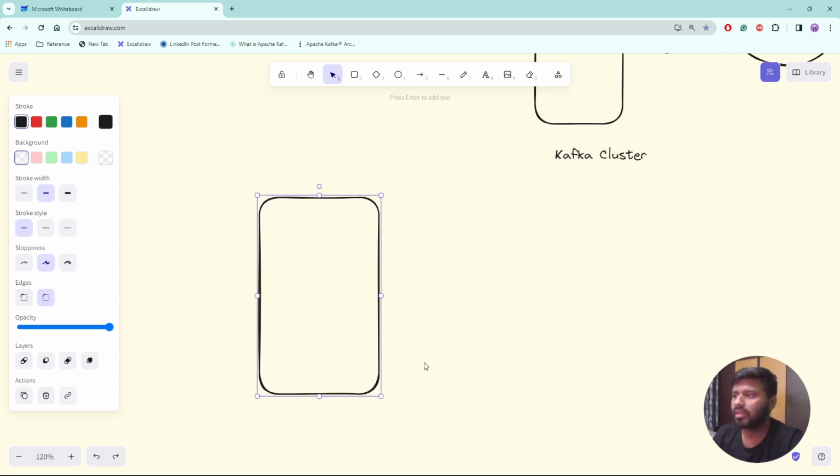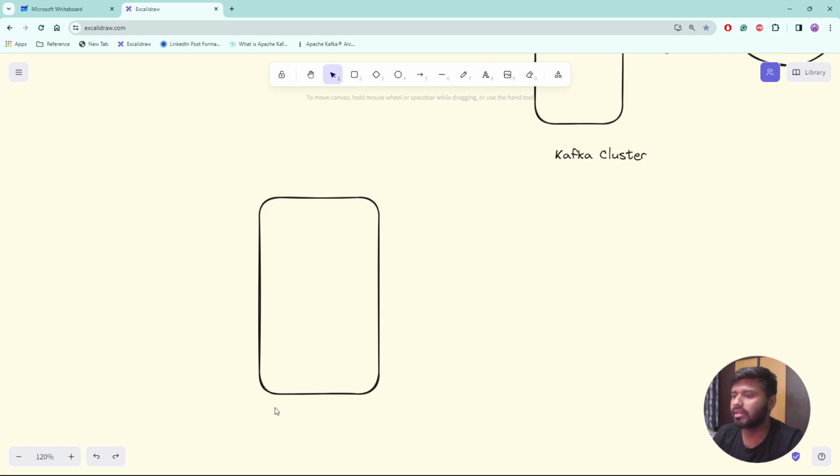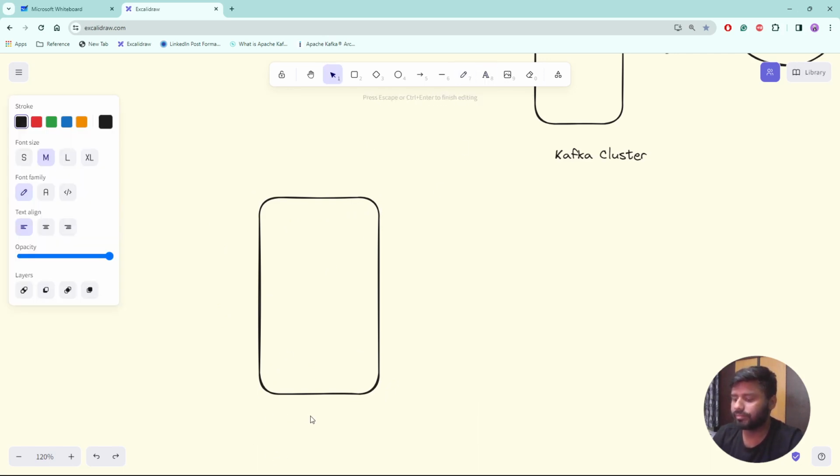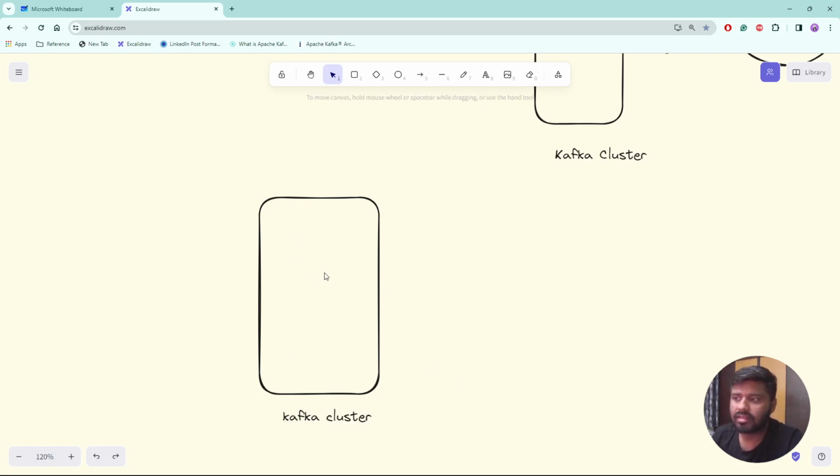This is my Kafka cluster for the time being, so I'm just denoting it as Kafka cluster here. Let's say this Kafka cluster has a few components. Now, till that part we have understood that we have one producer and one consumer. The producer is basically writing the data into Kafka, and consumers are fetching the data, reading it and using it for further processing. So how is Kafka actually maintaining the data?